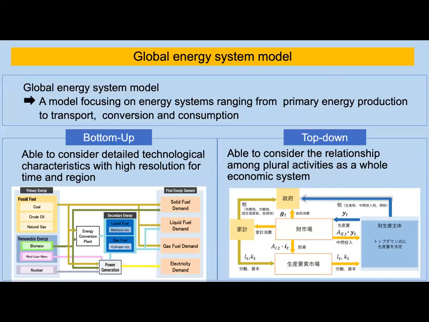Next, I will introduce a global energy system model. This model is focusing on the energy system ranging from primary energy production to transport, conversion, and consumption. This model has two types. One is bottom-up. It's able to consider detailed technological characteristics with high resolution for time and region. The other one is top-down. It's able to consider the relationship among plural activities as a whole economic system.